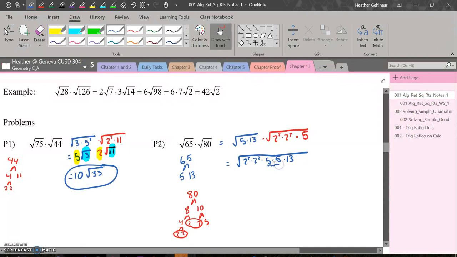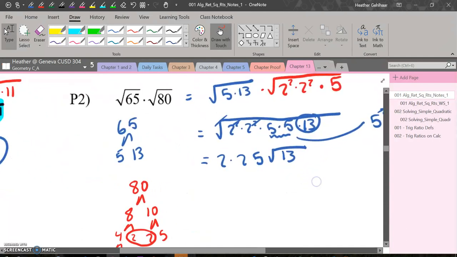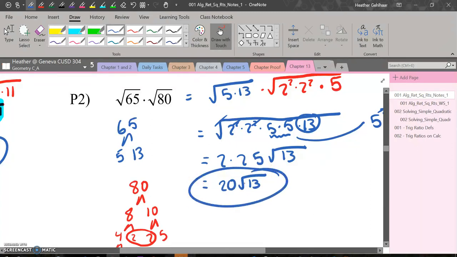Notice here that we have a 5 times 5. Well, that's a 5 squared. Okay, so then we have here 2 times 2 because the squares undo. And then I know that this will be a 5 squared here. So that square will also undo. So we're going to have a 5 out front. And then our leftover loner is that 13. So he's going to stay inside. So then we're going to clean it up. So 2 times 2 is 4 times 5 is going to be 20 times the square root of 13 is our final answer.